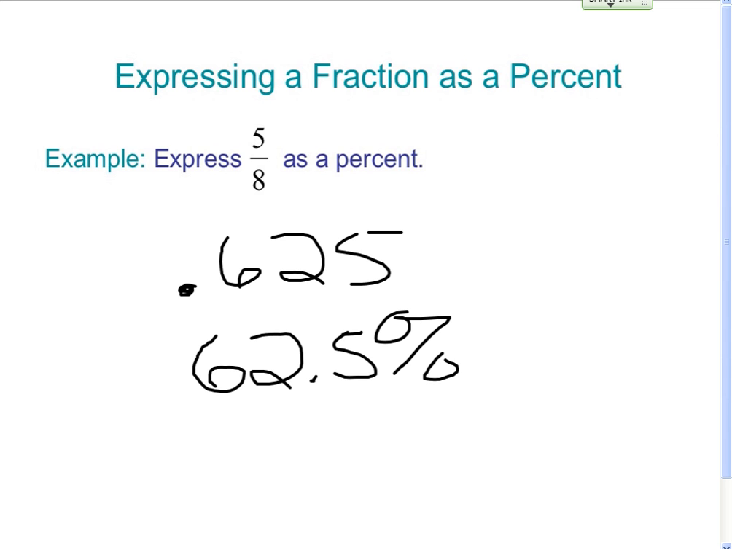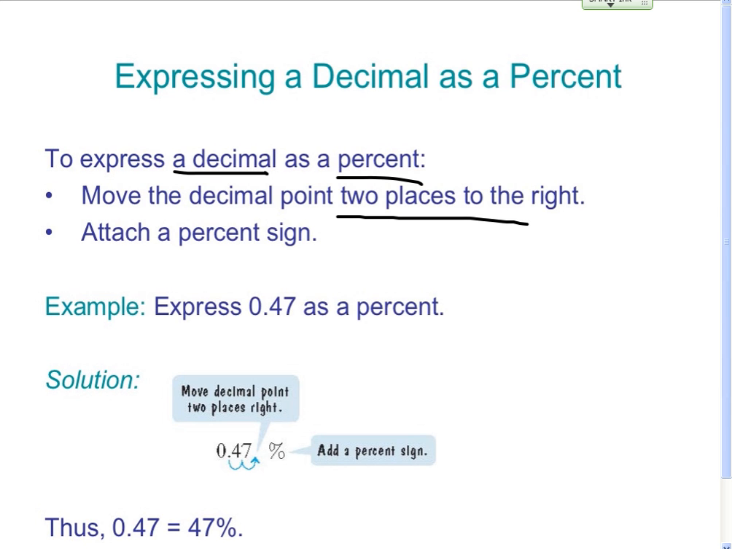If I start with a decimal and I want to write it as a percent, all I have to do is move the decimal 2 places to the right. So if I have 0.47 and I want to write it as a percent, move it 2 places to the right, and you end up with 47%.